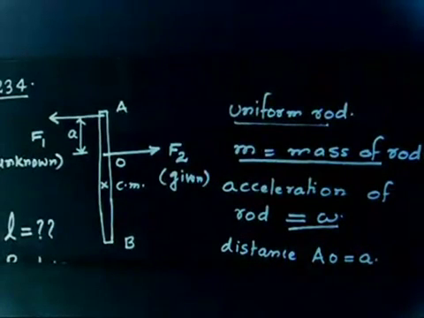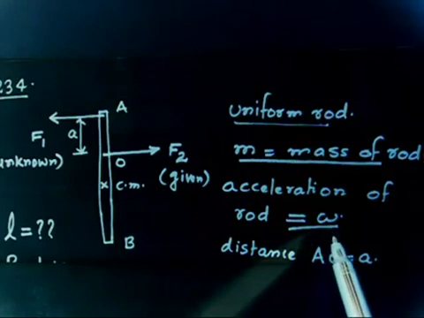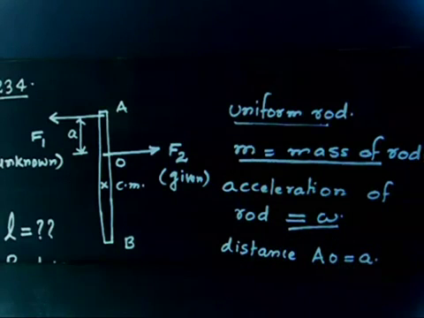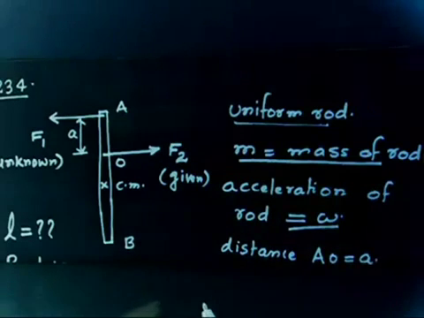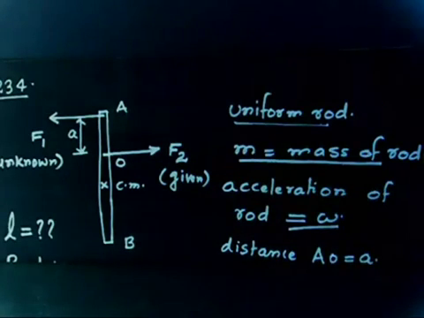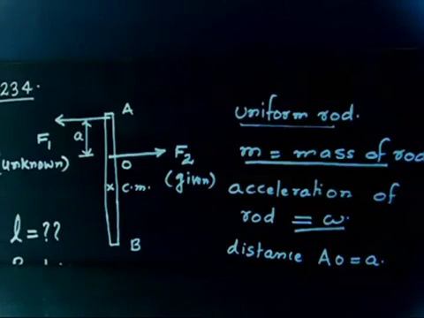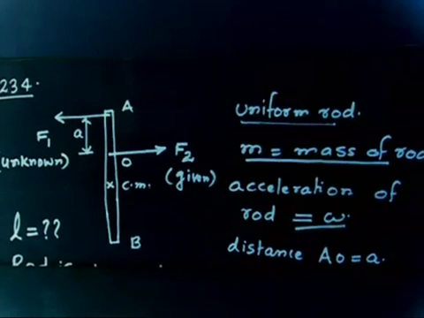Generally he does not use omega, but he is using omega. Basically he uses W sign. So let us assume W is the acceleration of the rod. The rod is uniform. The mass of the rod is m. The distance AO is A. Now what we have to find is the length of the rod. And it says the rod does not rotate. It simply translates. So one more piece of information is given to you: the rod only translates, it does not rotate.